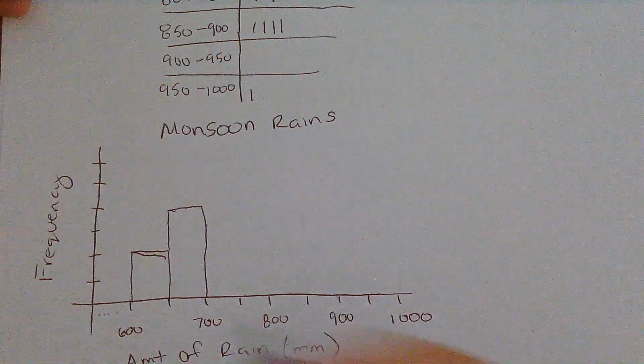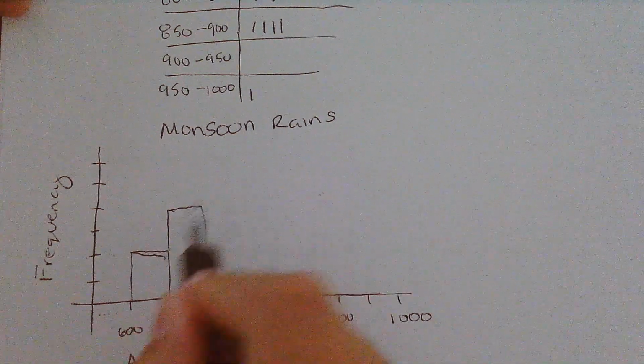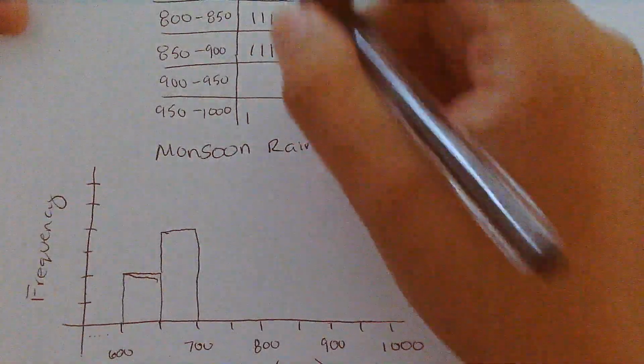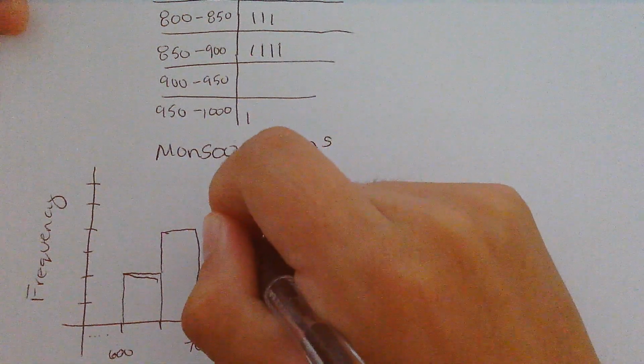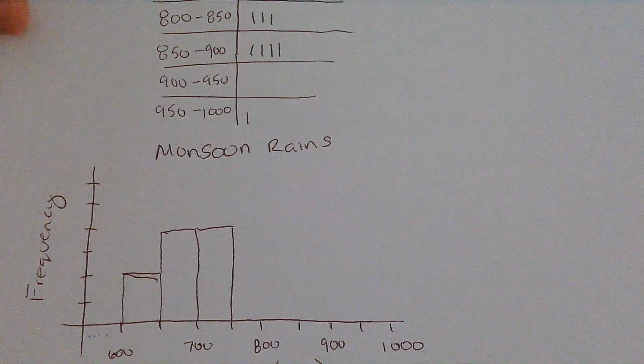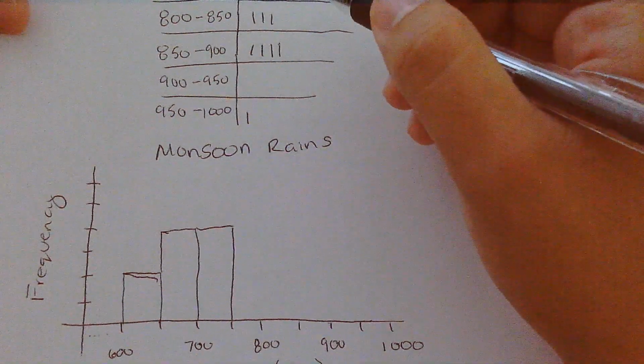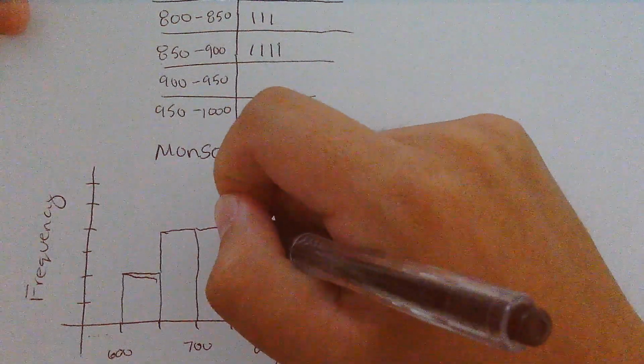And it's up to you how you want to do this. Because the frequency chart is here, you don't have to write the numbers above. You can if you want to. And 700 to 750, I also had 4. I'm trying my best here to make sure that my bars are approximately the same width. Between 750 and 800, I had 5.